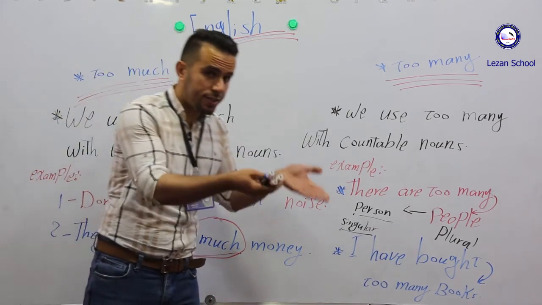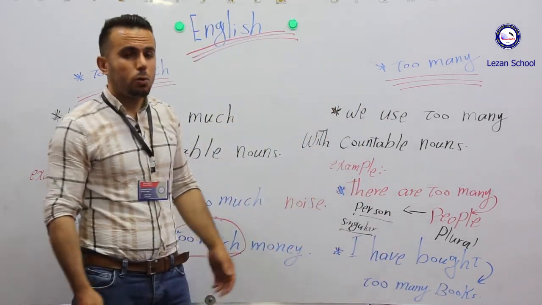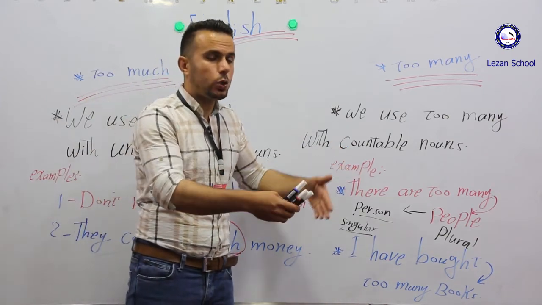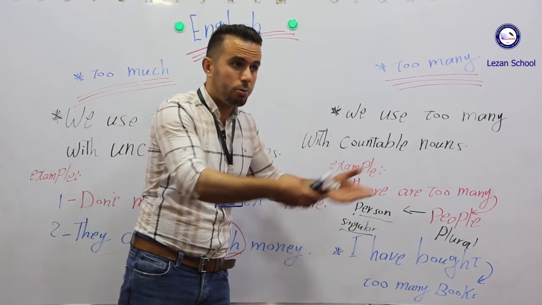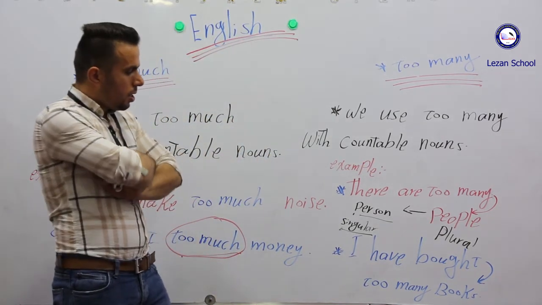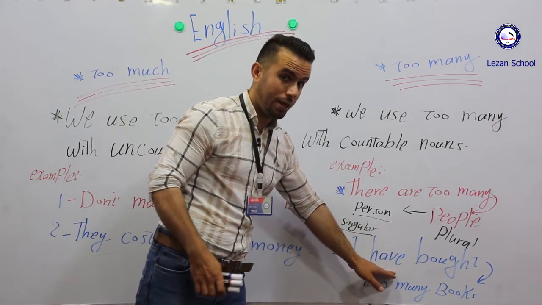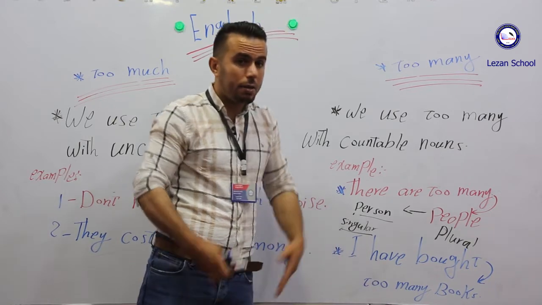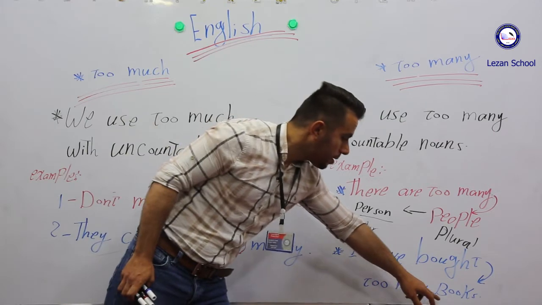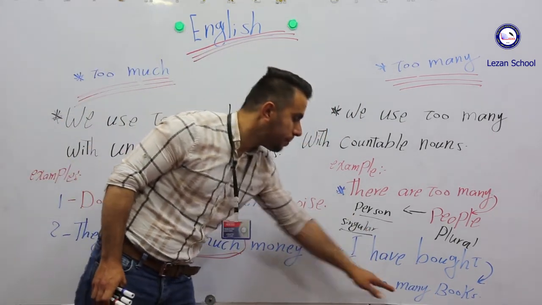Yeah, they are a lot. That's why we add S to books, but we can count it. We are going to a bookstore and buying too many books. Too many books. But when we get home, let's check. How many books did I buy? Did I buy? Or have I bought? So this book is countable. That's why we use too many.